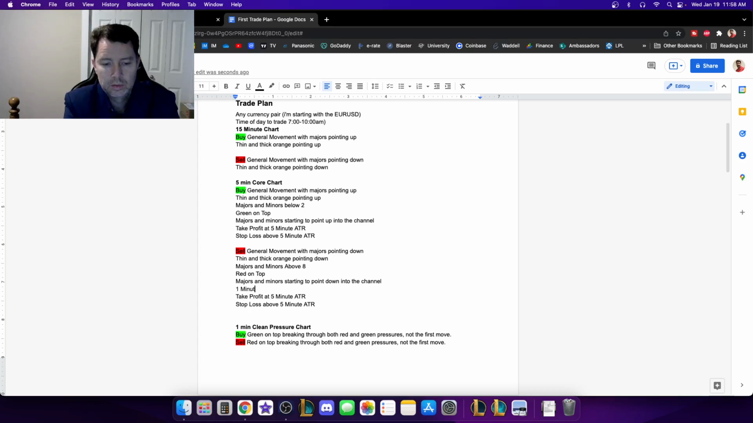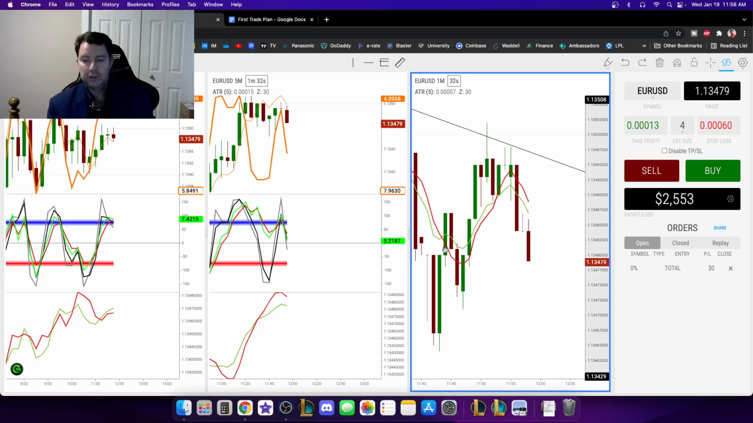1 minute chart. Red line, red candle drops below both red and green pressure lines. There we go. I've just modified my strategy. Oh, there it goes. It has now just dropped. I'm going to take a sell right here.